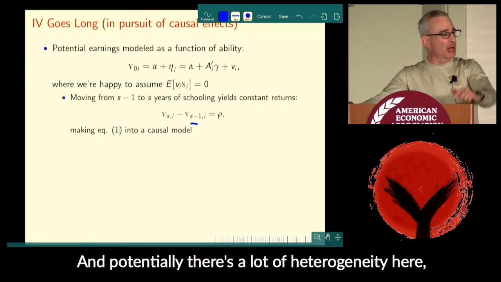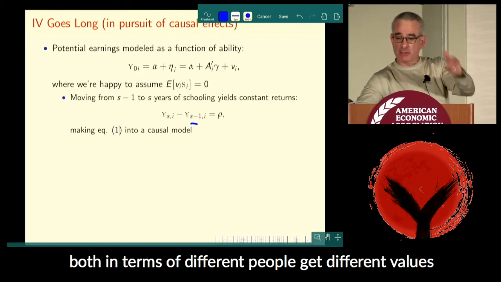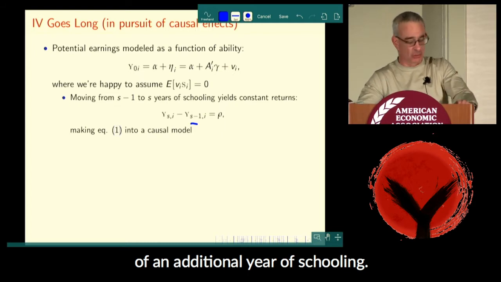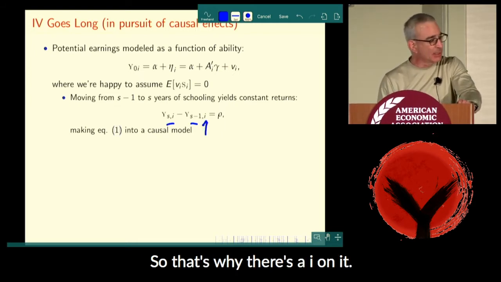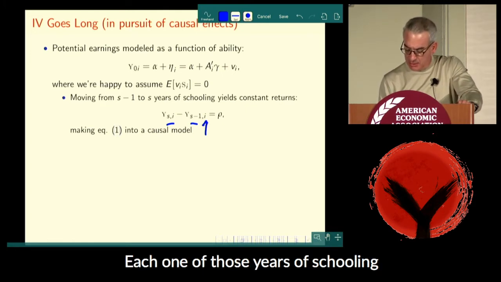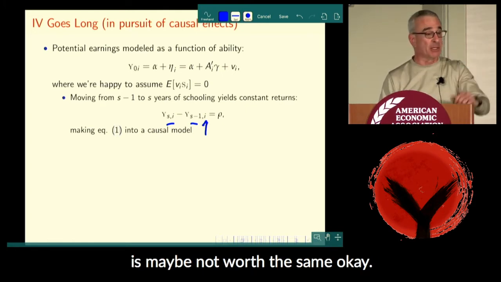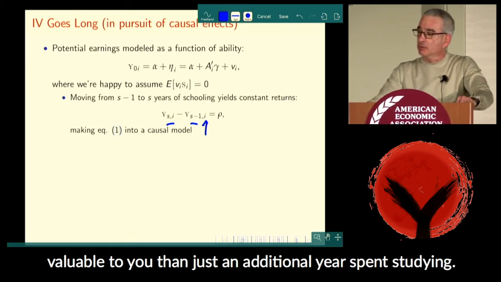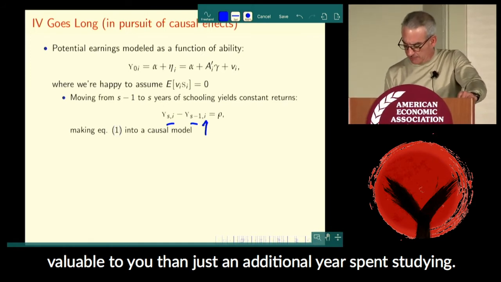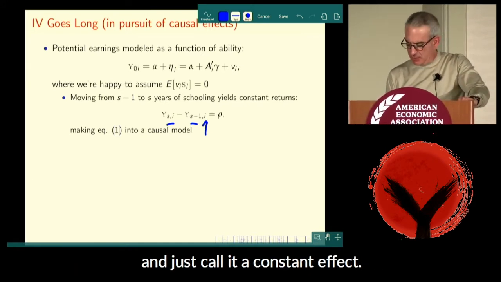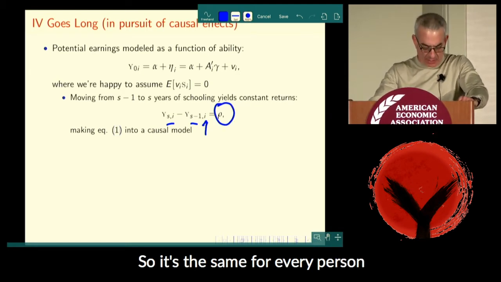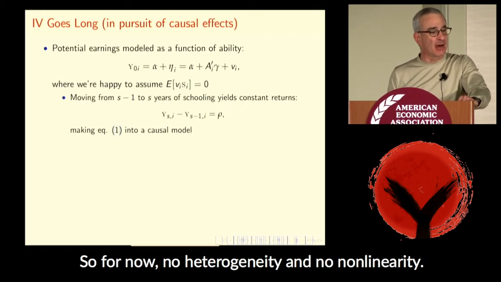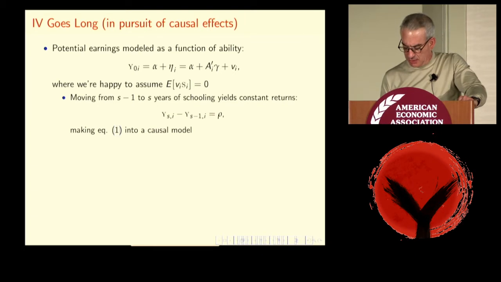And potentially there's a lot of heterogeneity here, both in terms of different people get different values of an additional year of schooling. So that's why there's an i on it. And then there's potentially some nonlinearity. Each one of those years of schooling is maybe not worth the same, okay? So finishing a degree, for example, might be more valuable to you than just an additional year spent studying. But I'm going to get rid of all that for now and just call it a constant effect. So it's the same for every person, and it's the same for every S. It's constant, it's linear. So for now, no heterogeneity and no nonlinearity.